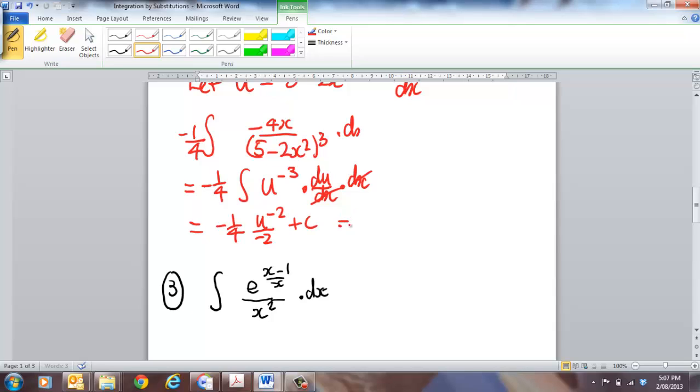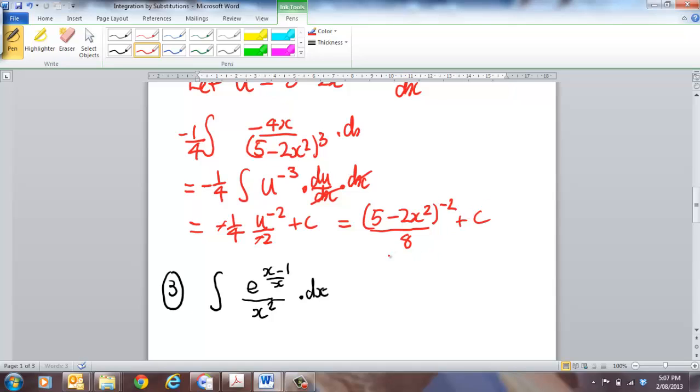So we can simplify this. Now the 4 and the 2 are going to get multiplied together, and the minus is going to go out there. So therefore that's going to be simply u. We know u is equal to 5 take 2x squared to the power of minus 2 all over 8. And then that's going to be plus c.